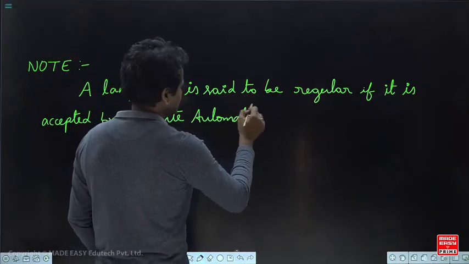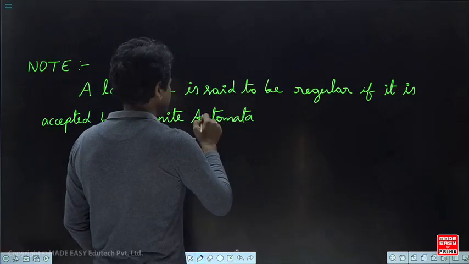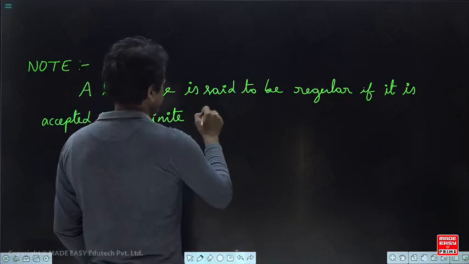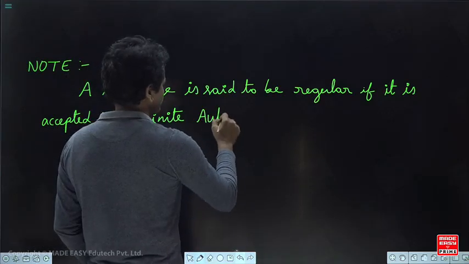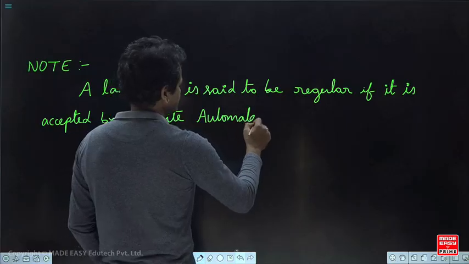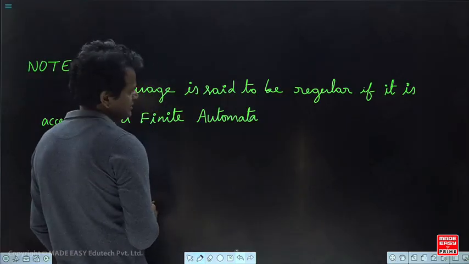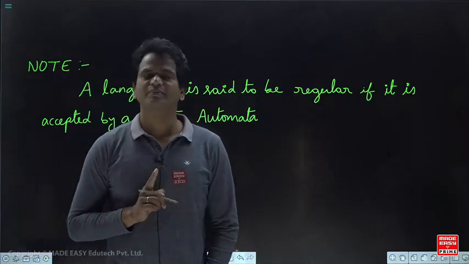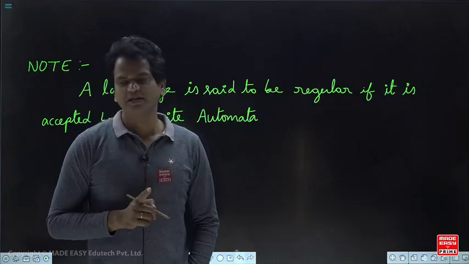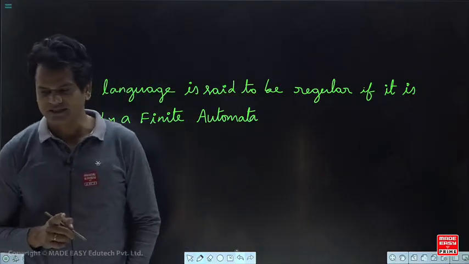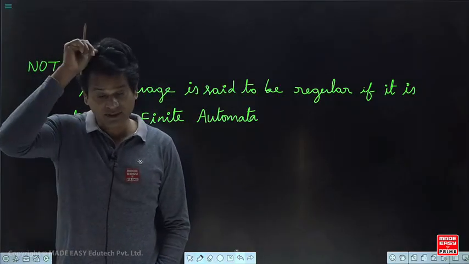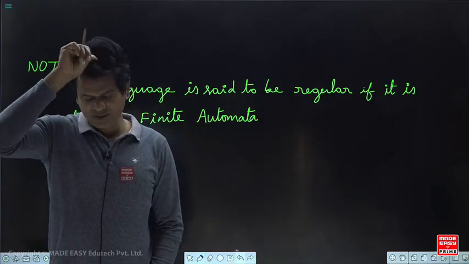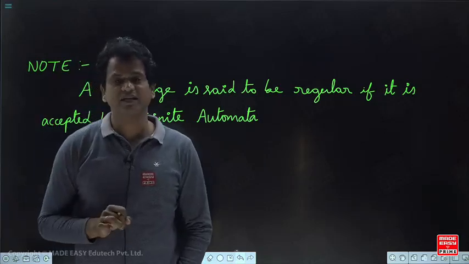Which finite automata? NFA or DFA or Mealy machine, Moore machine? Are you following? Guys, Mealy machine and Moore machine are transducers. They cannot be used to accept any kind of language because they don't have final states. Mealy machine, Moore machine don't have the final states. So they cannot be used to accept any kind of languages.